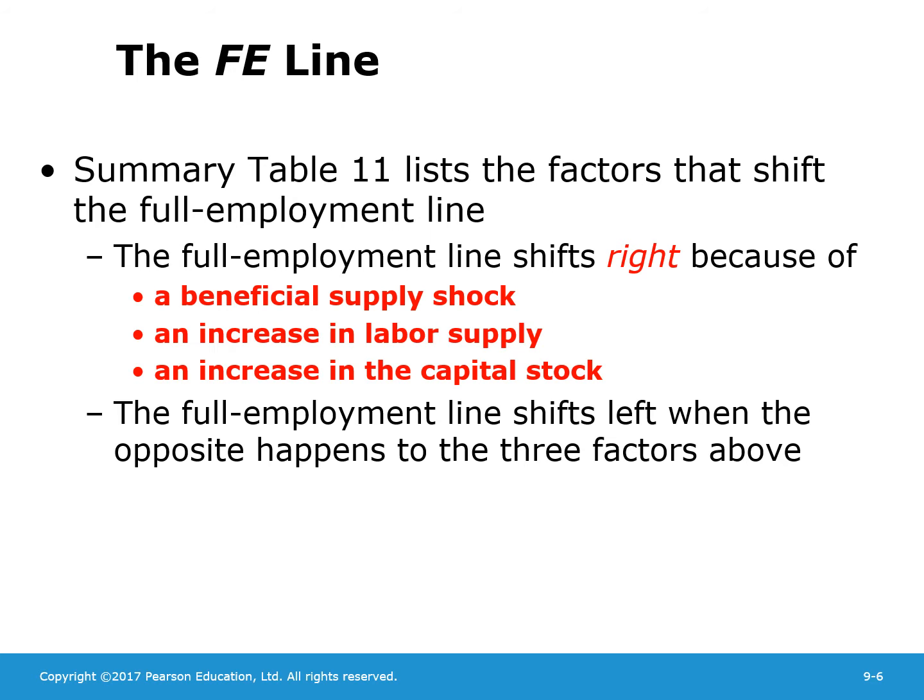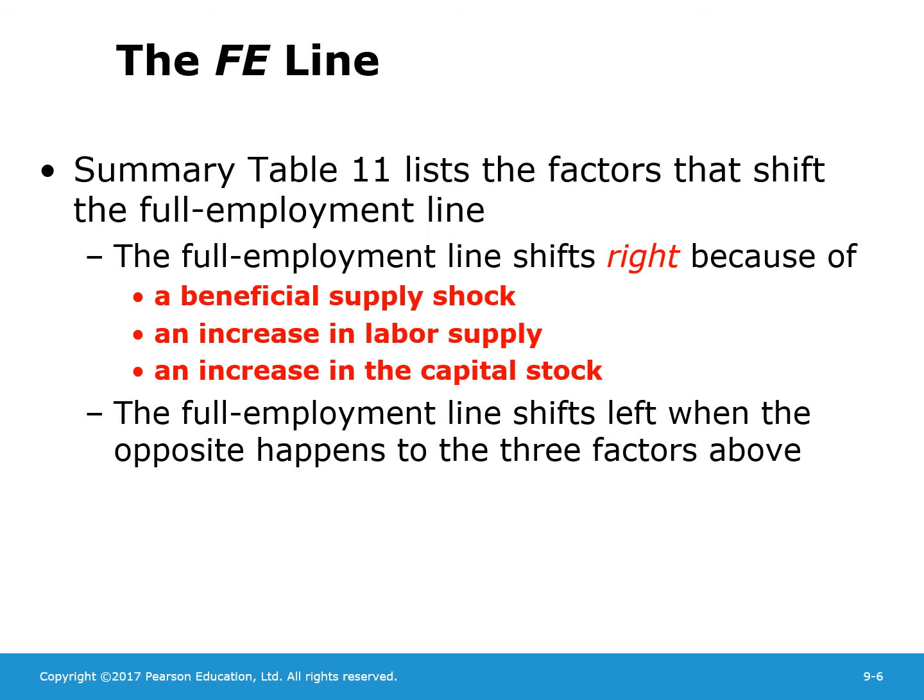Remember the equation of Y bar. Y bar is equal to A f of K and N bar. So an increase in K or N bar or A will increase Y bar and will shift the FE line to the right. This happens when there is a beneficial supply shock, because this will increase A, the productivity, such as a technological innovation, can lead to a rise in the marginal product of labor, and hence an increase in the demand for labor, and hence an N bar increase.